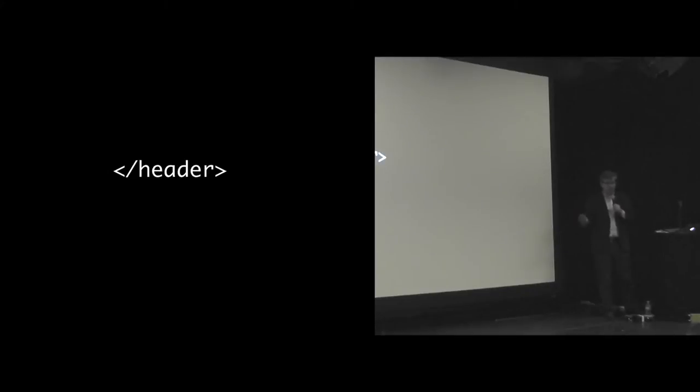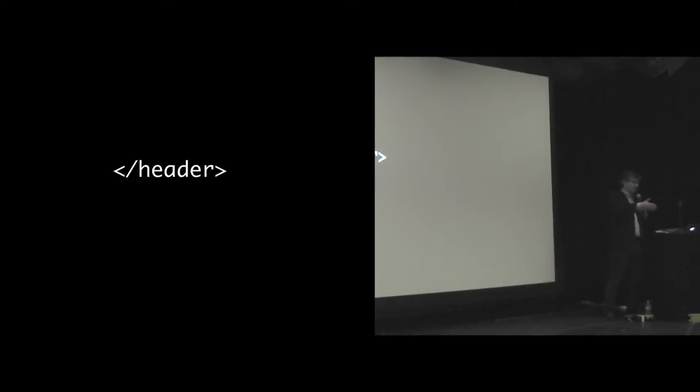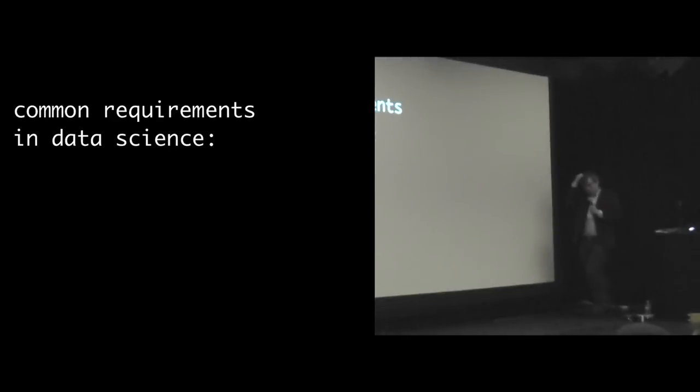Now that I've said something about the context and where I'm coming from, I thought I'd say what I've learned. I thought I'd say things that I've learned that are the same, or at least very common, between data science as it's done in the academy, when you're trying to do data science for biology, say, and data science in the real world, in the context of the business. So, done with the header, let me actually have the body of the talk. Let me say a few words about what I think are common requirements in data science.